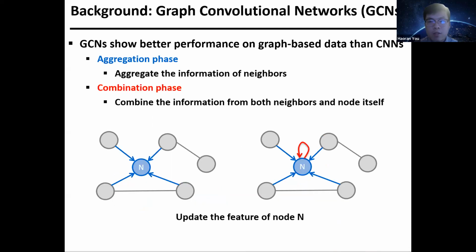The general background of this project is that Graph Convolutional Networks, or GCNs, show better performance on graph-based data than CNNs. In general, GCN includes two phases, aggregation and combination. As shown in the figure below, the first aggregation phase aims to aggregate the information of the neighbors, while the second combination phase will further combine the aggregated neighbors' information and the node's own information.